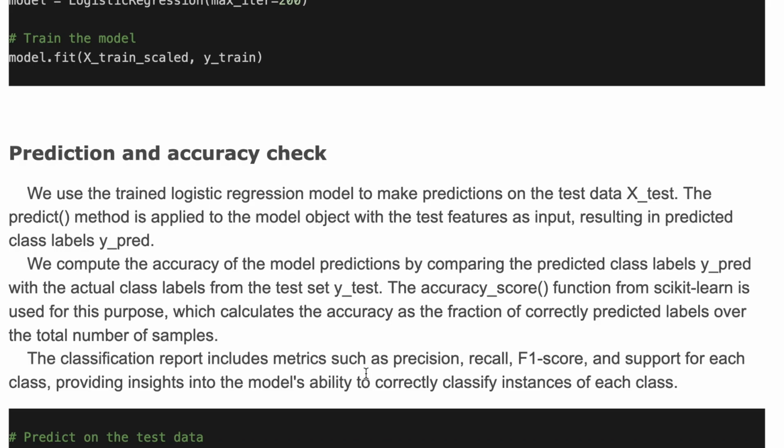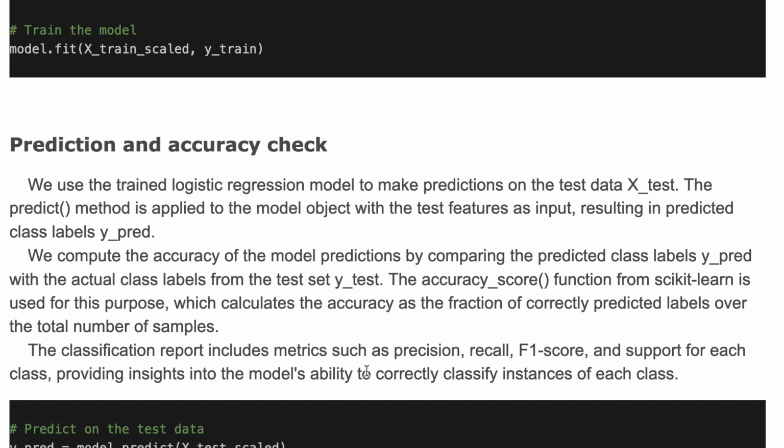After training, we use the trained logistic regression model to make predictions on the test data X_test. The predict method is applied to the model object with the test features as input, resulting in predicted class labels y_pred. We compute the accuracy of the model prediction by comparing the predicted class labels y_pred with the actual class labels from the test set. The accuracy_score function from Scikit-learn is used for this purpose, which calculates the accuracy as the fraction of correctly predicted labels over the total number of samples.